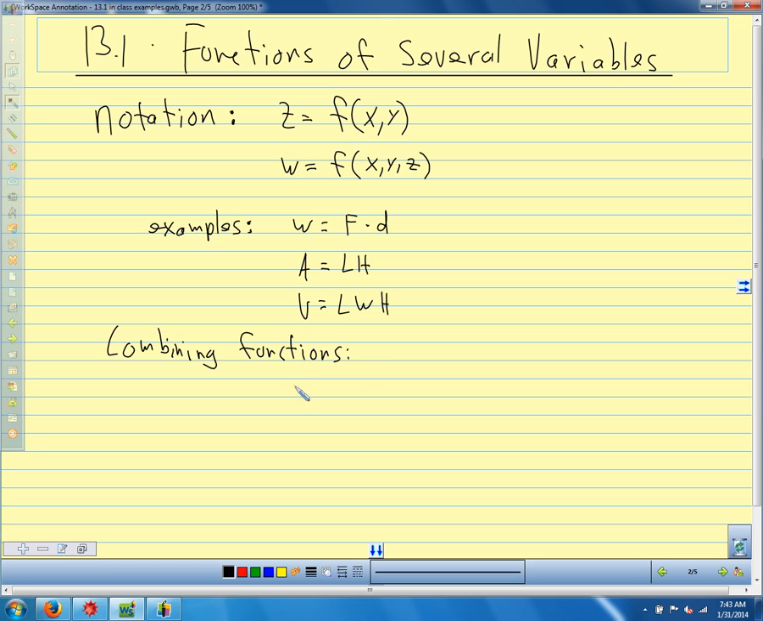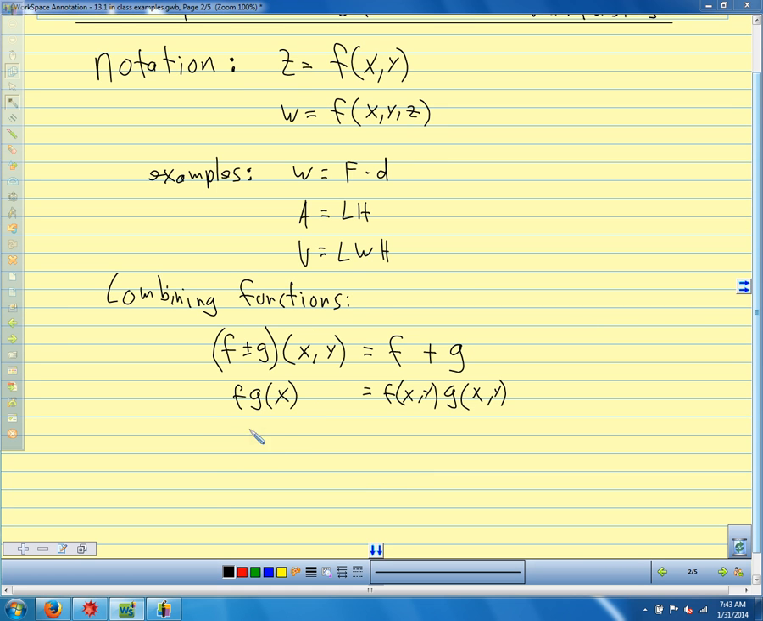Just a reminder on combining functions, if we have f plus or minus g, so both of these are multivariable functions of xy. So we're talking about a two-variable function here. This is just going to be f plus g. F times g of xy is just f of xy times g of xy. So we're combining them just like single variable functions. We can do a quotient, and this should be xy. And this is just f over g. And we want g not equal to 0.